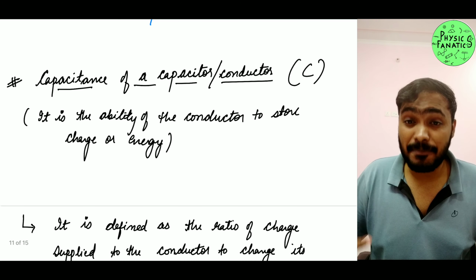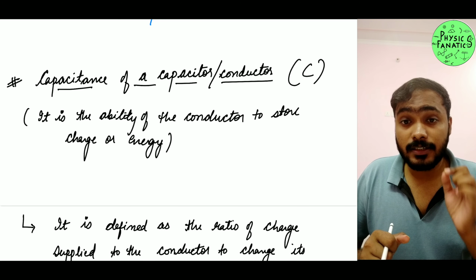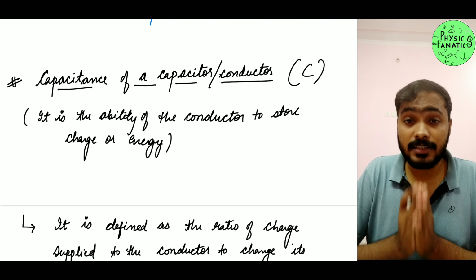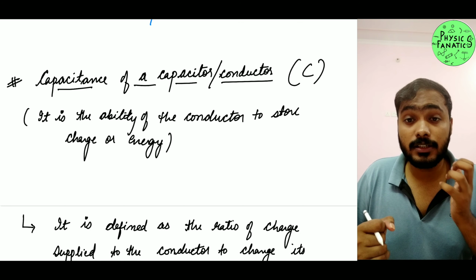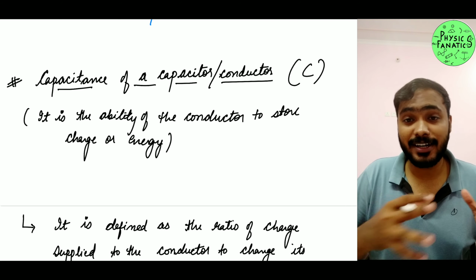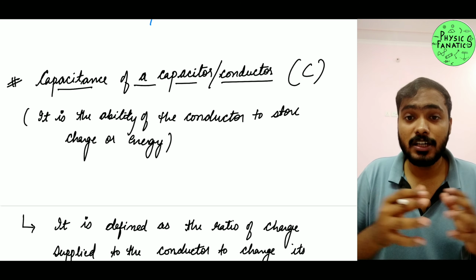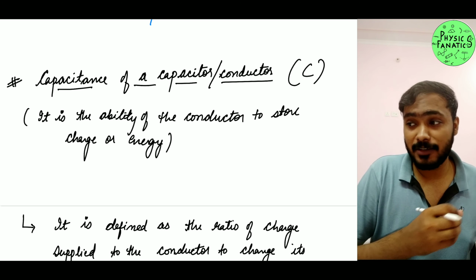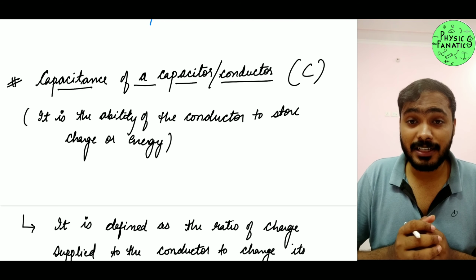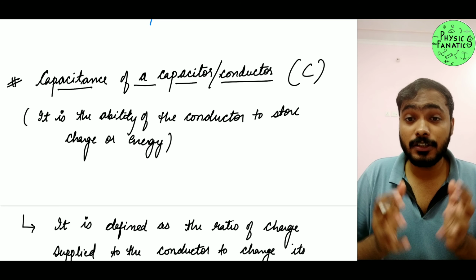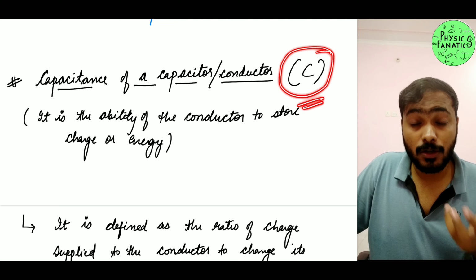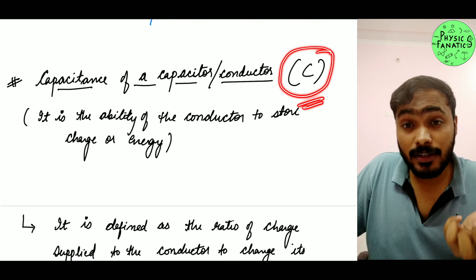Let's talk about what is capacitance. You have to understand the term capacitance, which is represented by the symbol C. It tells you how much charge your conductor can hold. You are giving your conductor some charge, so there must be a limit. You cannot just give it an infinite amount of charge. That is not how these things work. So there is a limit for your conductor to hold charge, and that limit is what we call the capacitance of your capacitor.